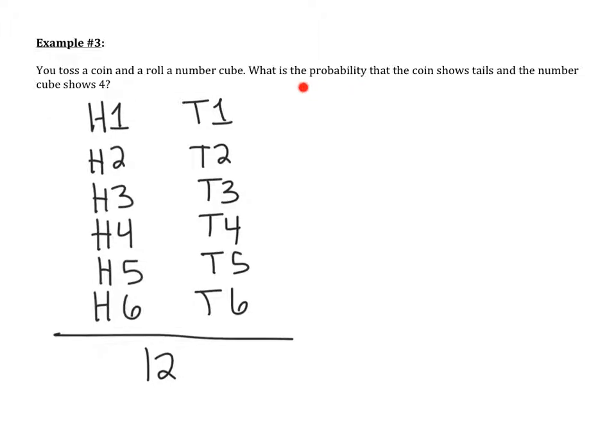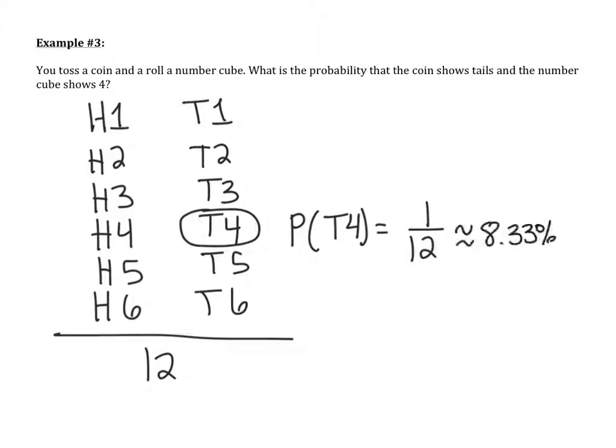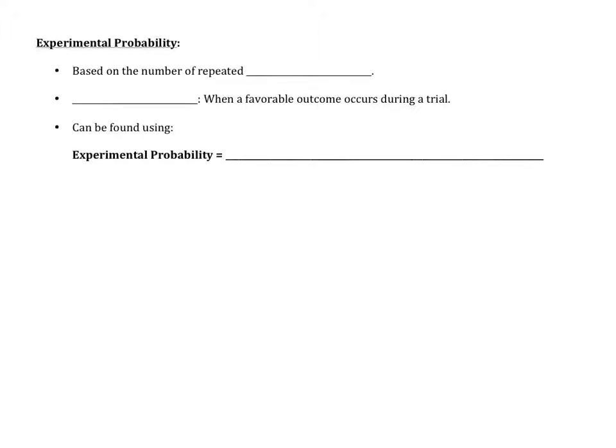The question is, what is the probability that the coin shows a tails and the number shows a 4? That happens only once, so that is my favorable outcome. And then I divide that by the total number of outcomes. So we write it as the probability of getting a tails and a 4 would be 1 over 12. And again, I'm just going to put that into my calculator, 1 divided by 12 to get my decimal, and then move the decimal point 2 places to the right to get about 8.33%. So theoretical probability is saying this is what should happen.